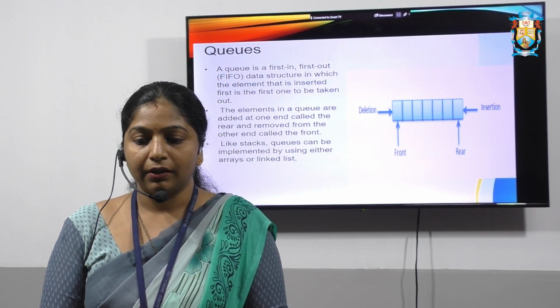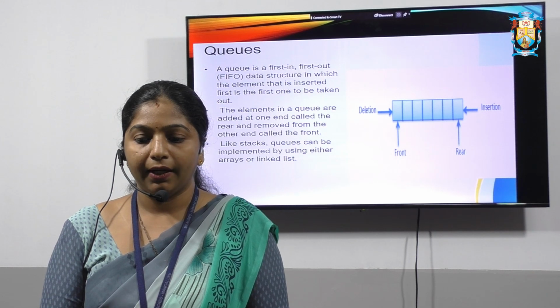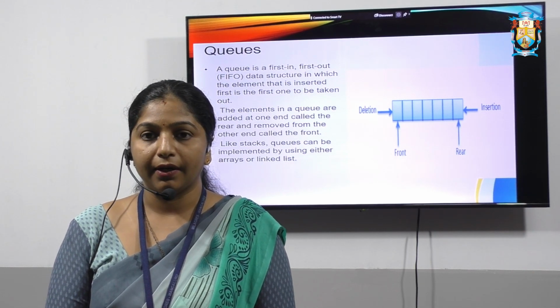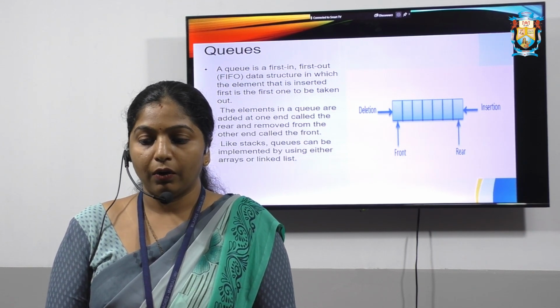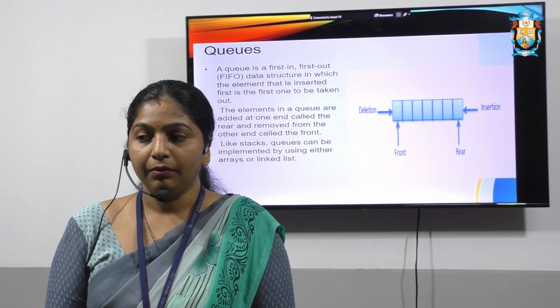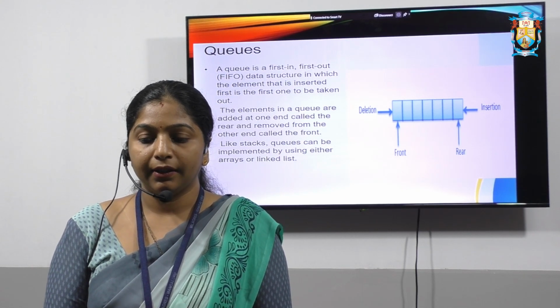The elements in the queue are added at one end, which is called the rear end. So we have two open ends, one is the rear end and the other end is the front end.